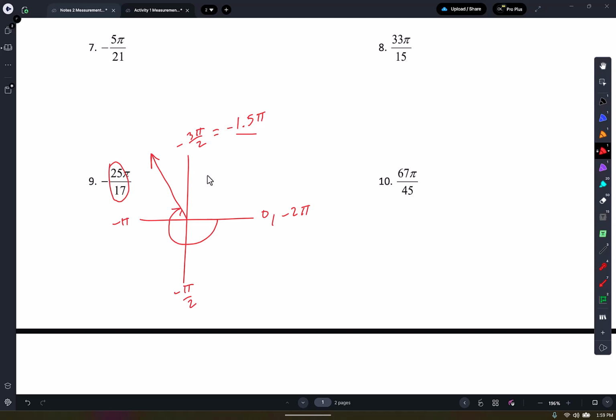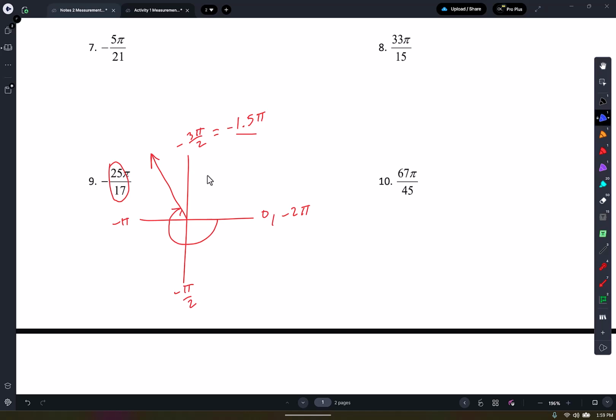Wait, so now that it's negative, even though we're going clockwise, the quadrants are still going. Oh, the quadrants are always 1, 2, 3, 4. Okay. The quadrant numbers don't change. Right. So the quadrants are always 1, 2, 3, 4. All right, here we go.